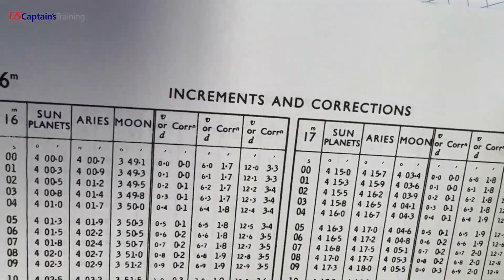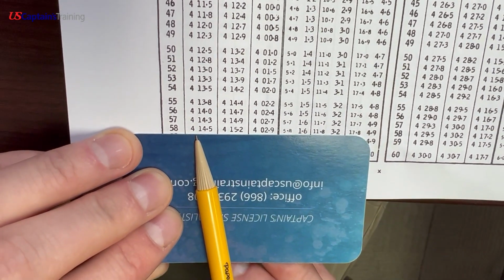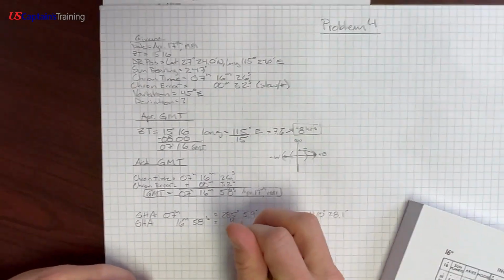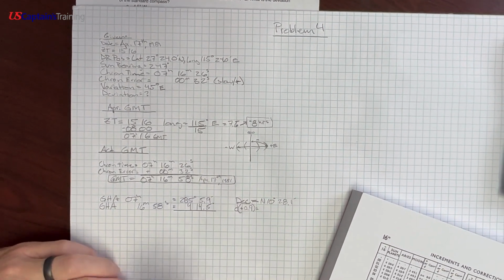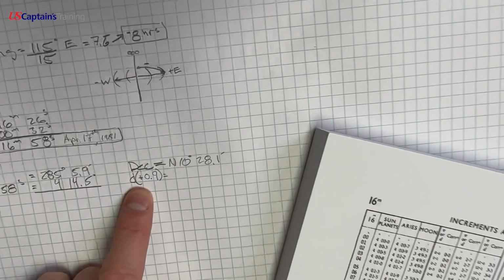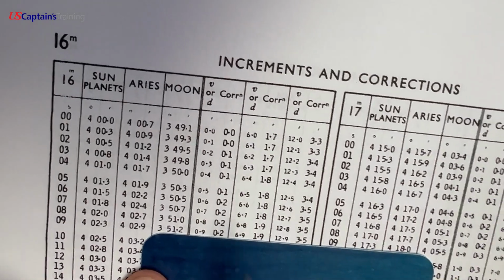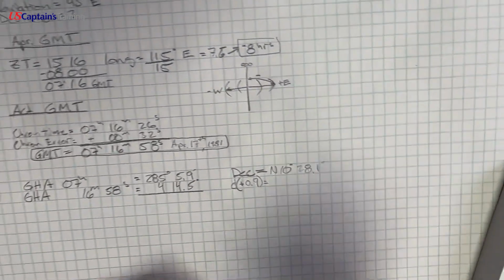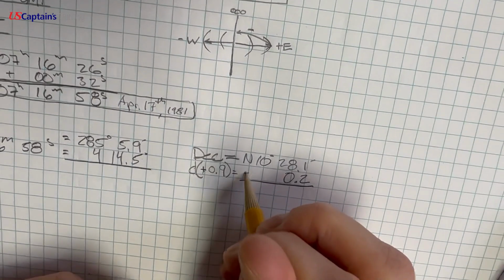16 minutes, sun. So here we are. 4 degrees 14.5 minutes. So we're at 4 and 14.5. We'll add those up. And now we'll get this D correction. Here's the D corrections. And for 0.9, there's 0.9 as our D value. And here's the correction, 0.2. We are going to add these, as we know.